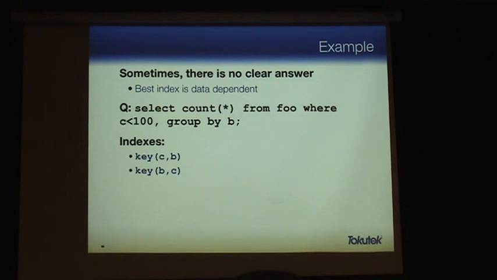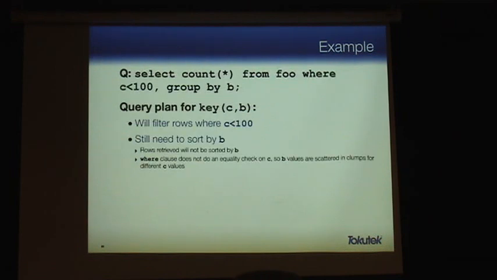Now sometimes there is no clear answer, and this directly addresses the question you were just having. I have select count star from foo where C is less than 100 grouped by B. The possible indexes here are CB and BC. First off, notice that they're both covering indexes, so we don't need to worry about point queries and analyzing which index we should choose here.